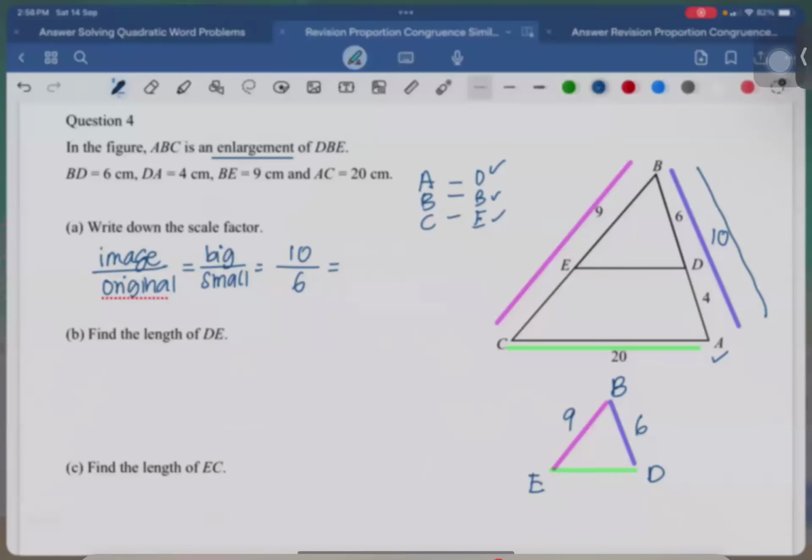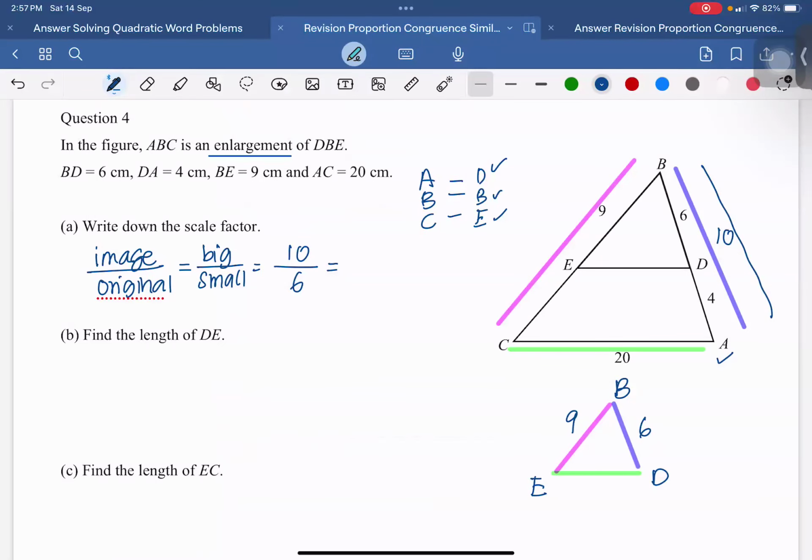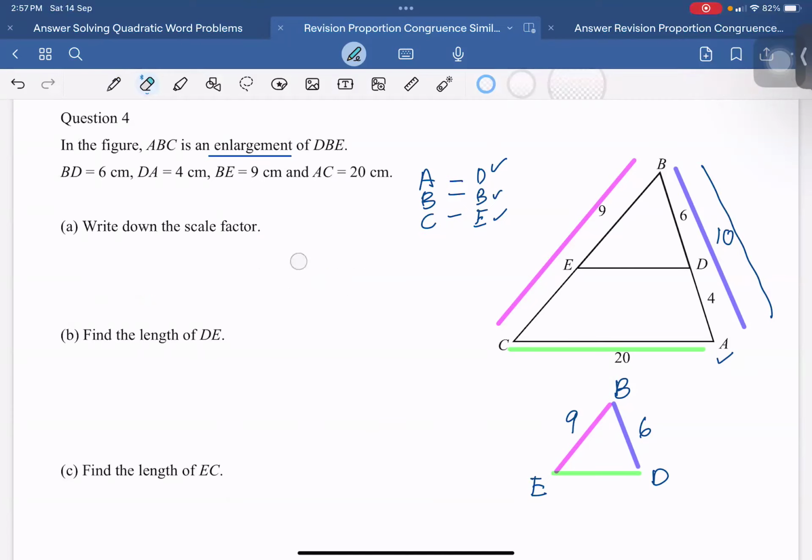Then simplifying 5/3, so 5/3 is the answer. Usually for scale factor, I always give a fraction. I don't do decimal places, or it's not a ratio, it's a fraction. I don't understand. Which part? The whole thing, or is it just the scale factor? I don't understand the scale factor.